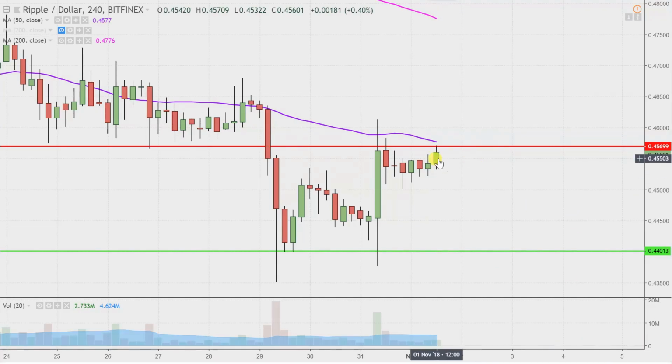But yeah, definitely an interesting scenario going on right now. Bulls doing battle with this level of resistance. So it'll be interesting to see if they can break up above it in the next 24 hours or not.